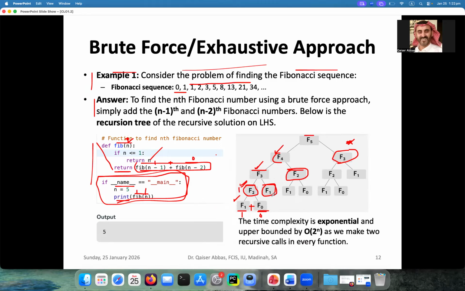And for f of 1, I already calculated it. If this solution I had stored in a memo, I would reuse it, but here I'm not storing it in a memo. It is brute force and exhaustive. So here I am computing each repeated subproblem again and again, because the topic is different from DP. In DP, I will use a memo for repeated subproblems, and I will not call them again. I will use the stored solution. But here, brute force and exhaustive, so I have to compute each and every subsolution again and again.